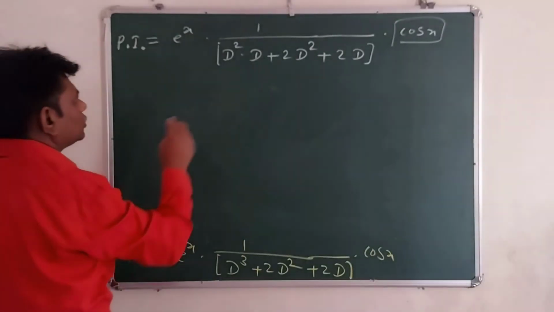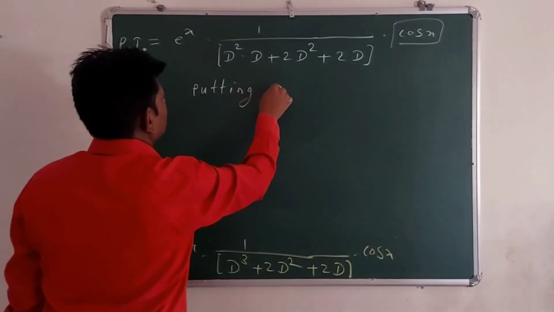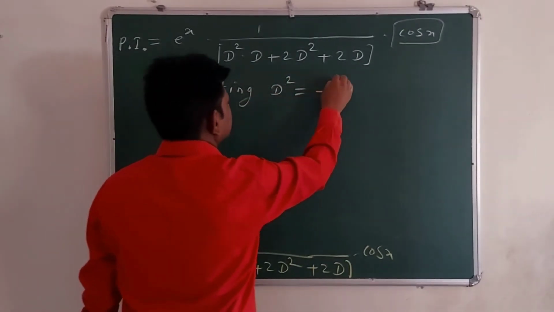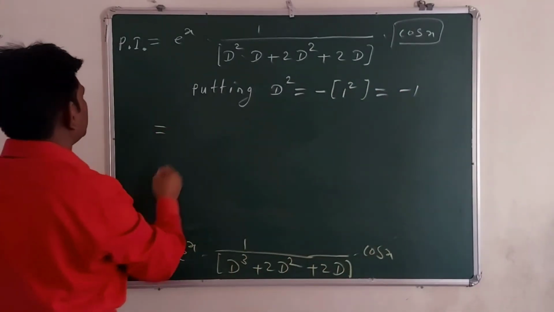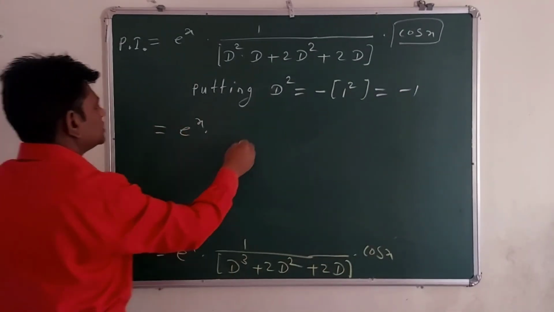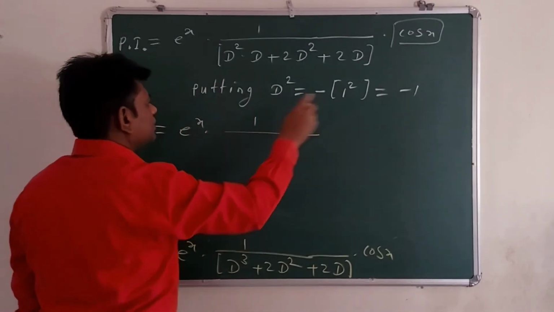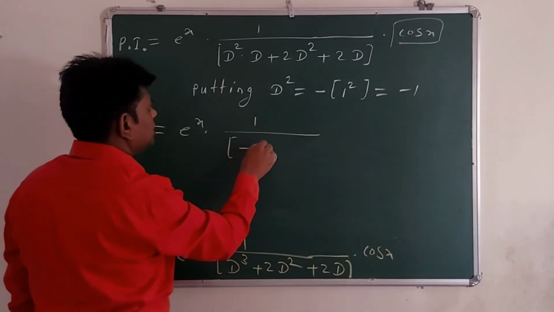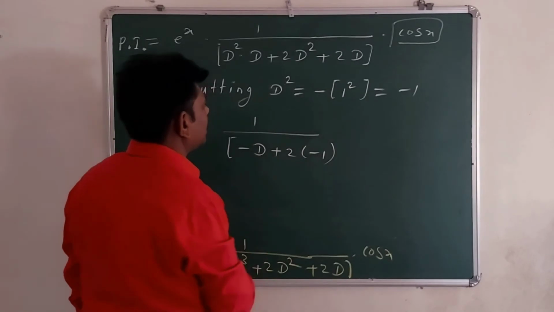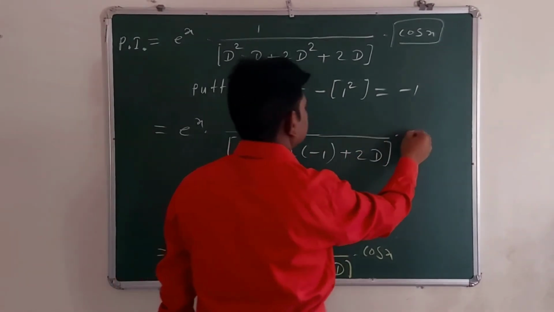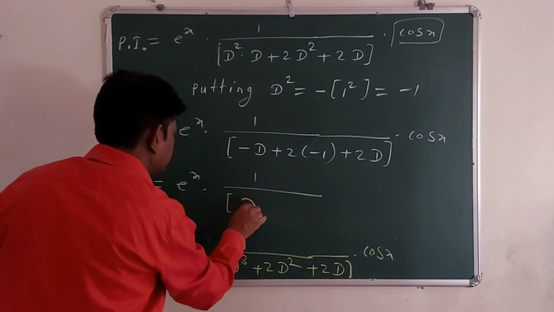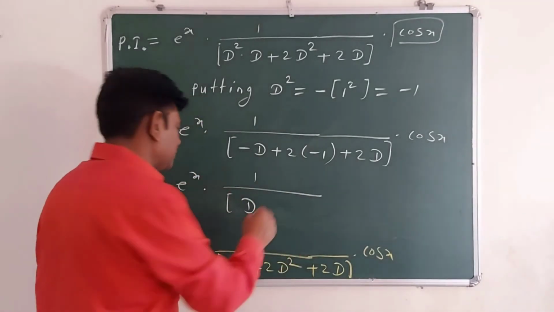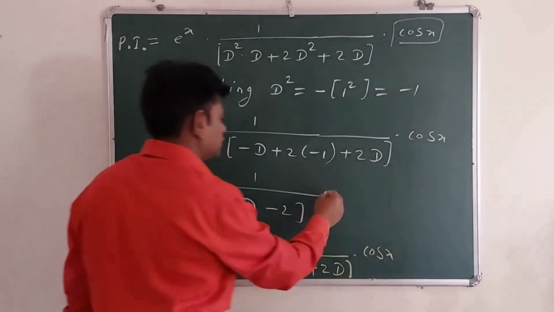In this problem, the coefficient of x in the cosine function is 1. So now by putting D square is equal to minus 1 square, which is minus 1, the answer is e to the power x 1 upon, now D square is minus 1, so minus D plus 2 times minus 1 plus 2 times D, times cos x. Now 2D minus D is D, and 2 times minus 1 is minus 2, times cos x.